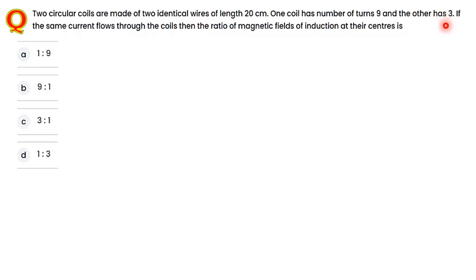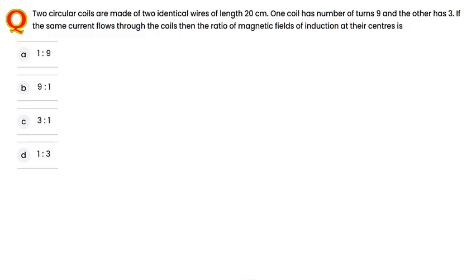For the second one the radius is more, for the first one the radius is less, but the number of turns here is 9, here is 3. Now, the same current flows through the coils. Then what they are asking is the ratio of the magnetic field induction B at the center, that is B1 to B2. Now, let me explain the first case.